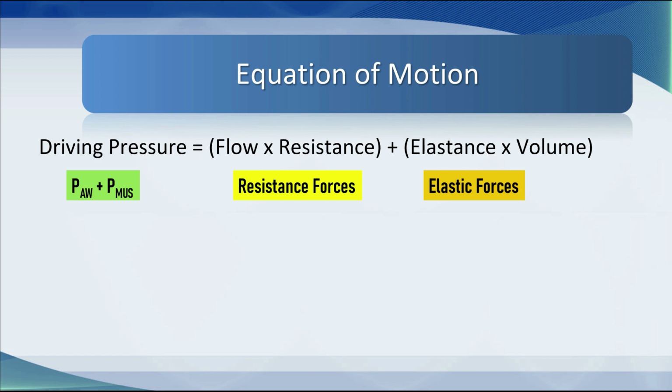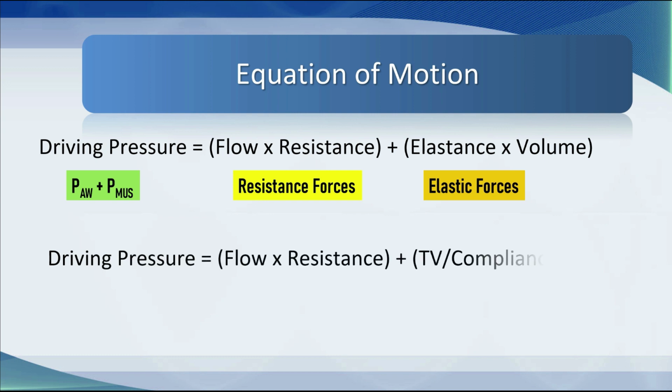This can be put together simply as the driving pressure equals the flow times the resistance plus the tidal volume divided by the compliance. Implicitly, if you know the resistance and the compliance, you can figure out all the other elements by measuring flow and tidal volume dynamically.